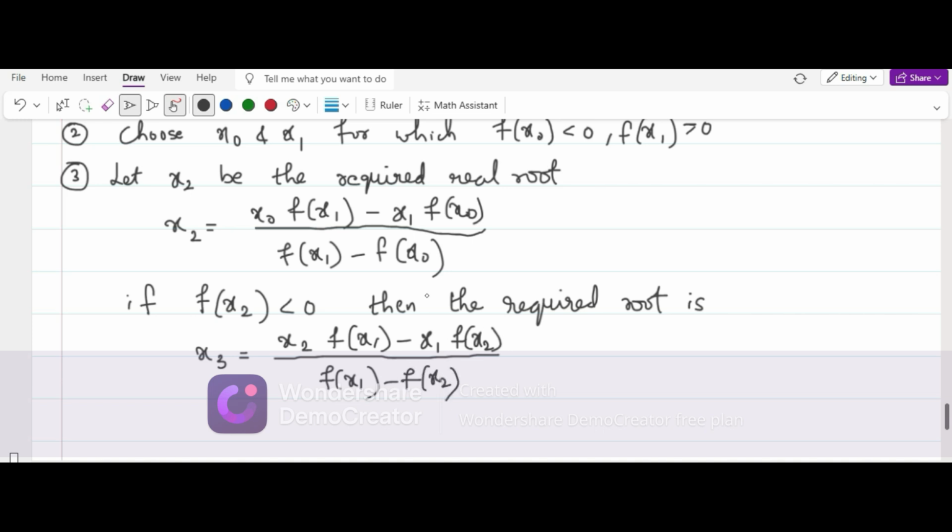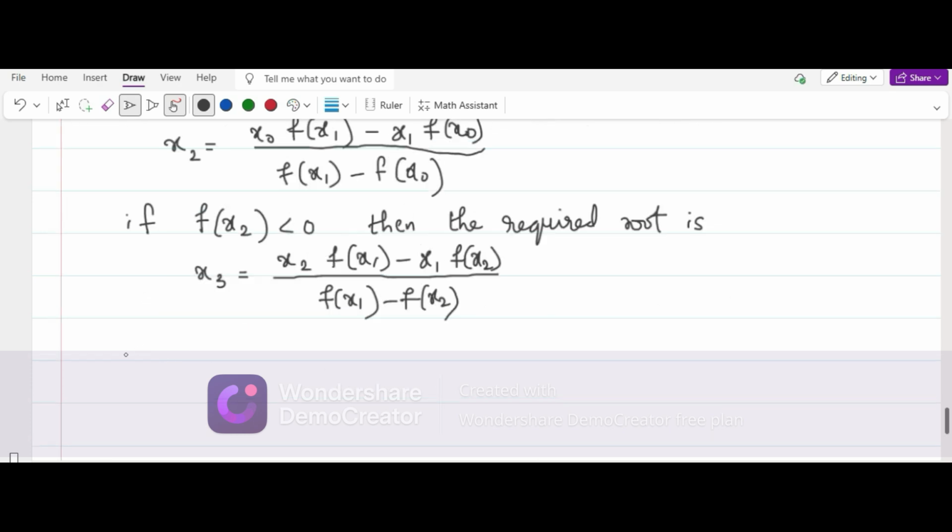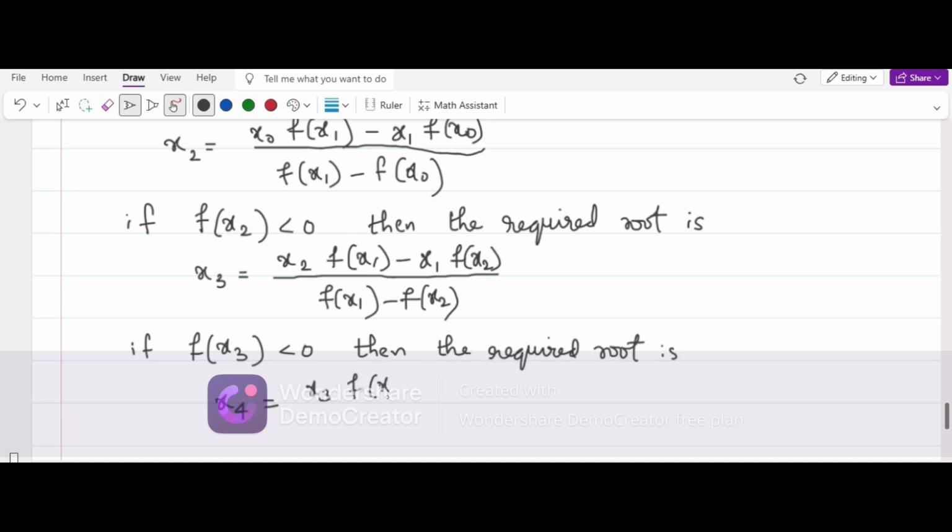So look at the numerator, we have f of x1 first, and minus f of x2. You can observe the same thing in the first equation also, f of x1 first and then f of x0. Here also, if f of x3 is again less than 0, then in the next iteration the required root is x3 into f of x1 minus x1 into f of x3, whole divided by f of x1 minus f of x3.